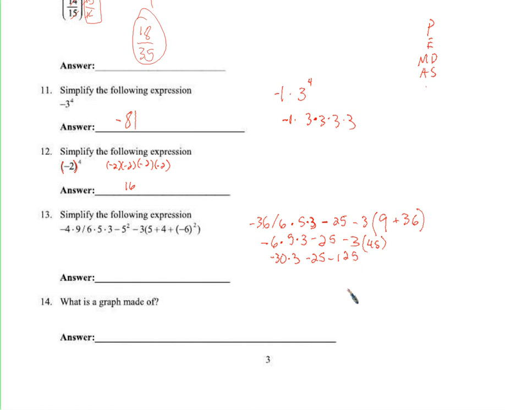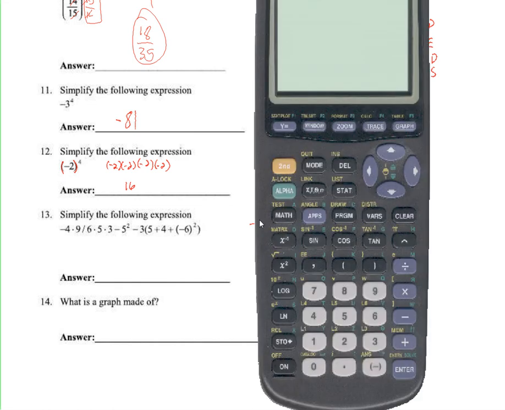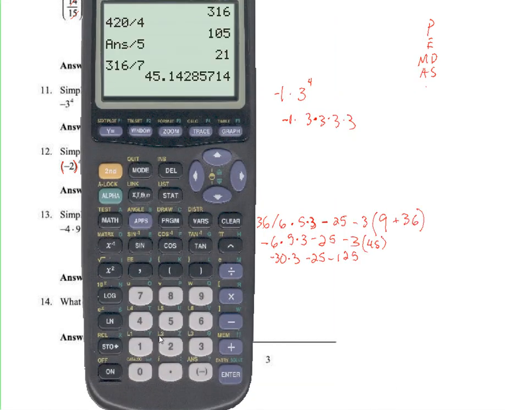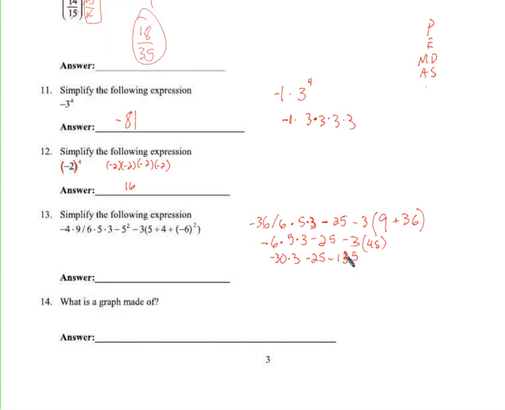125. Negative 125. Here. Those things I always double check with the calculator. 3 times 45. 135. I thought something was wrong. Negative 135. Okay. We have to multiply these first. We're almost down to where we just do addition and subtraction. All the way across, so we get negative 90 here, negative 90, minus 25, minus 135.